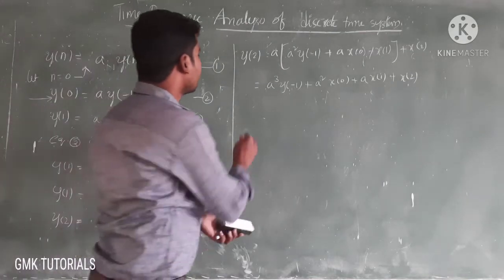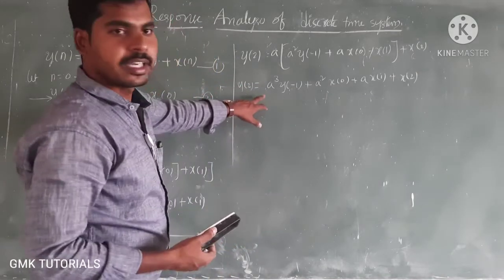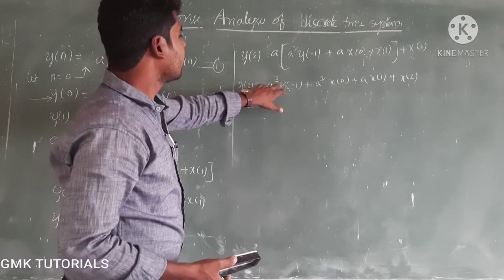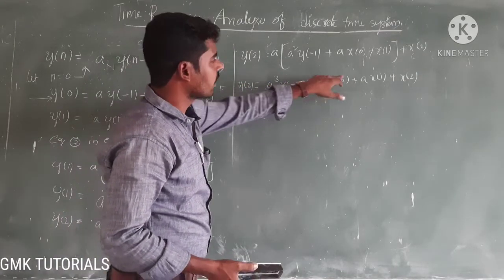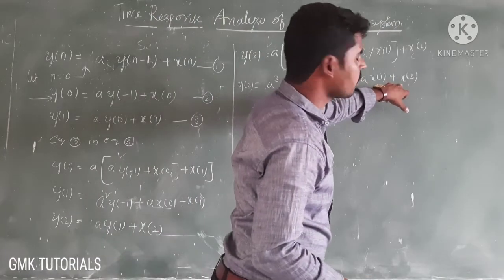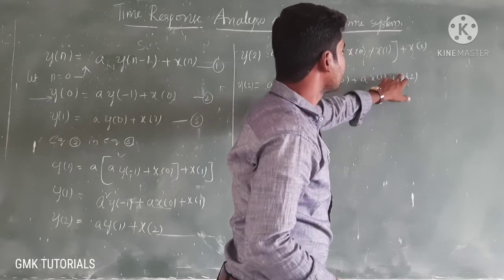Now it is the y of 2 instant. If you observe the y of 2 instant, the power of a is increasing to plus 1. Next one it is decreased by 1 value, again decreased by 1 value. Last it gives only a of the corresponding sequence. That means a power 0 is equal to 1.